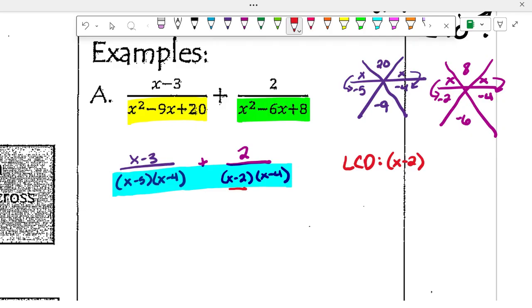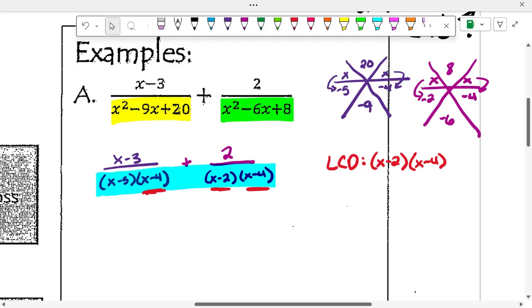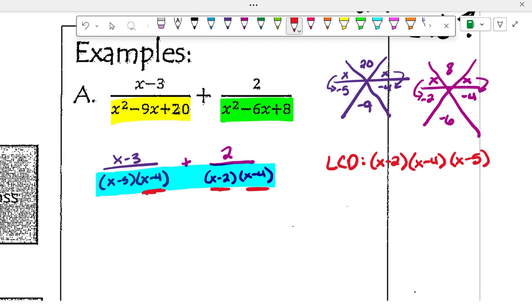So I took care of the x minus 2. What else is down there? X minus 4. So I took care of the x minus 4. And again, we don't want the repeat, so we're going to say that's already taken care of. Then what's the last thing I need? What's the only factor left over? X minus 5. So guess what? You just found your least common denominator.